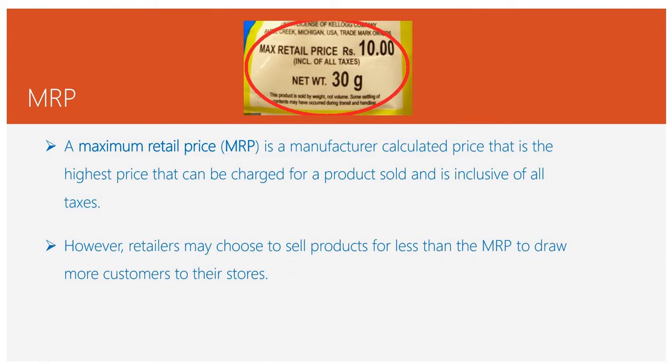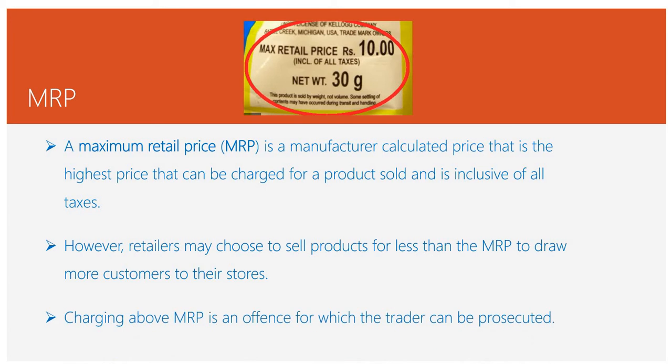However, retailers may choose to sell the product for less than the MRP in order to draw more customers to their stores. So there are some scenarios where you can see that retailers are selling at a lower price below the MRP, and this is done just to draw more customers to the stores. Charging above MRP is an offense, for which the trader can be prosecuted. As per the rules of the company or government, no retailer can sell above the MRP because it is an offense, and for this the trader can be prosecuted.